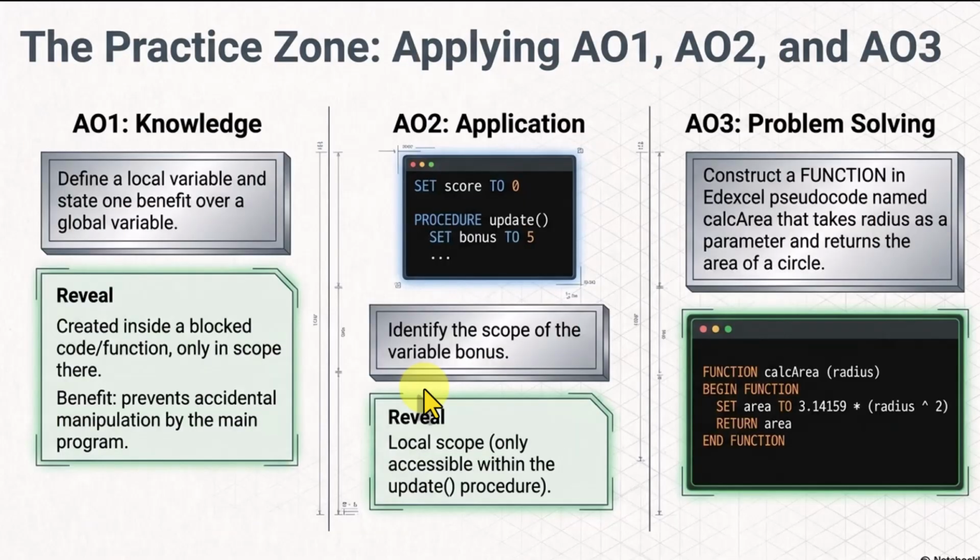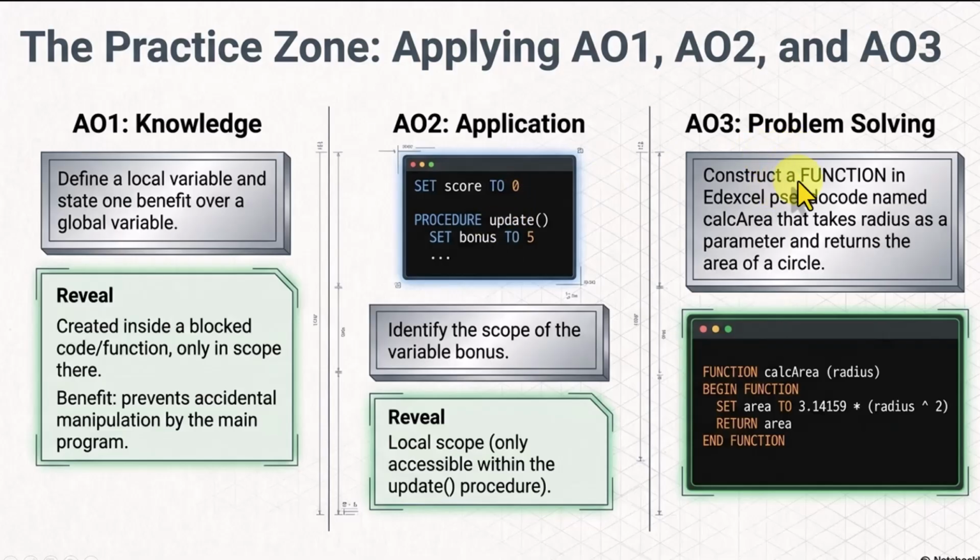Practice zone, some questions are here. Define a local variable and state one benefit over a global variable. It is created inside a block of code or function and is only in scope there; the benefit is that it prevents accidental manipulation by the main program. Second question, identify the scope of the variable bonus. The bonus is created inside the procedure, so that is local scope, only accessible within the update procedure.